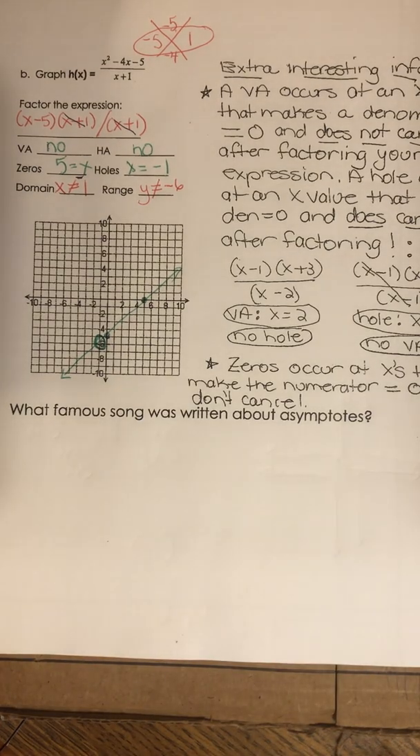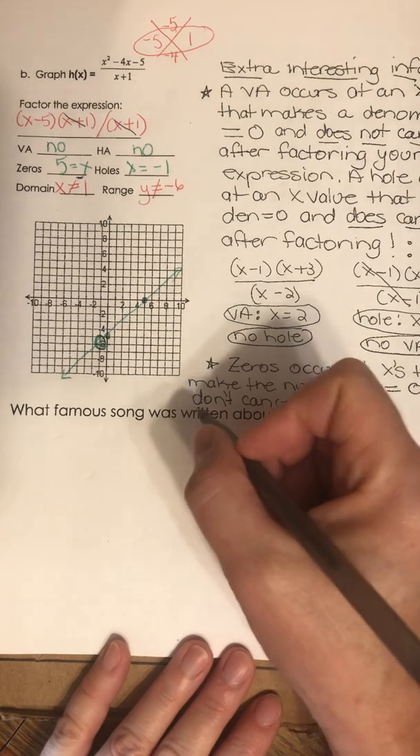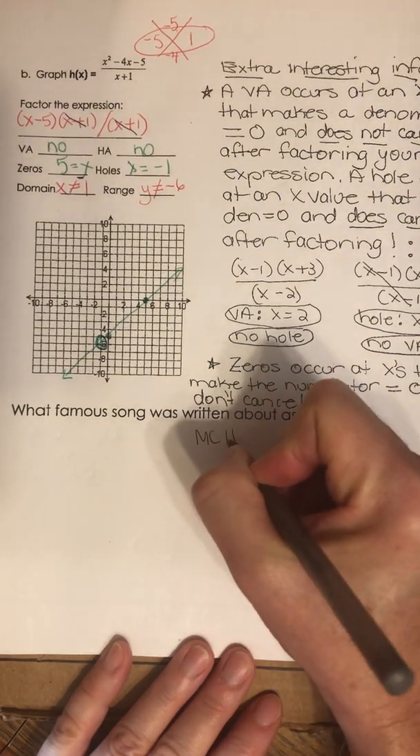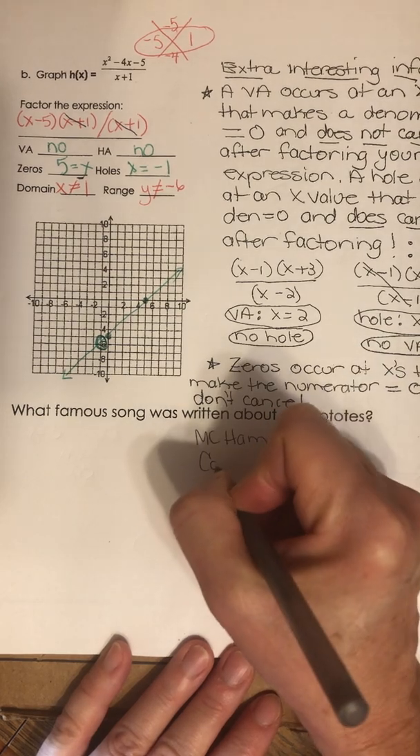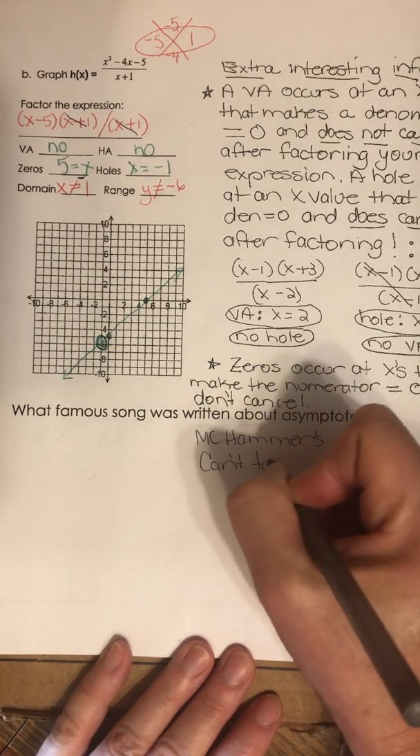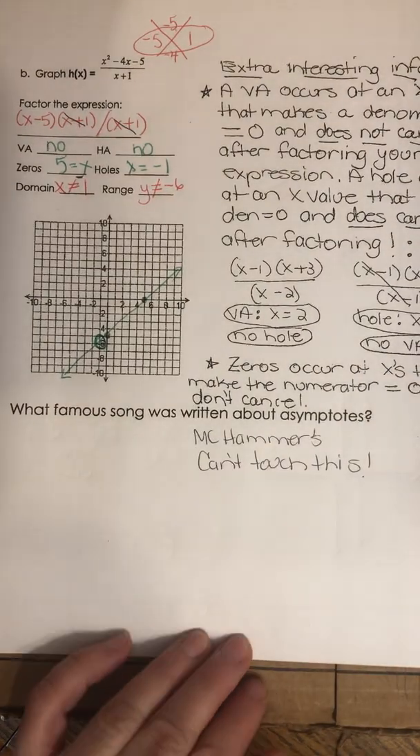What famous song was written about asymptotes? We will do that in class, but just so you know, it's MC Hammer's Can't Touch This. Get it? Because a graph curves towards an asymptote and doesn't touch it.